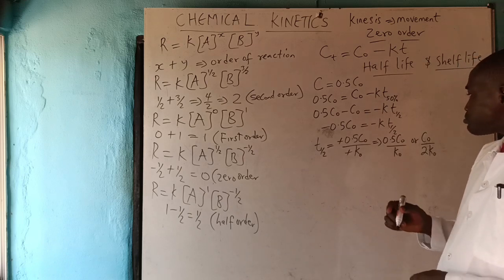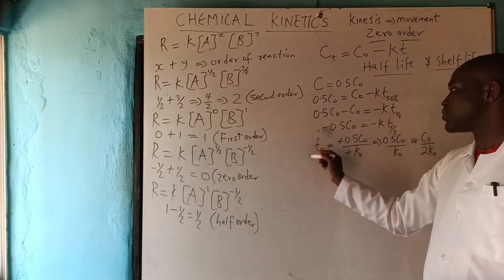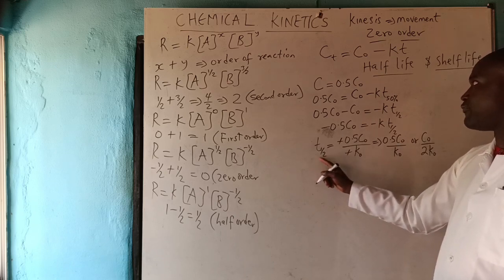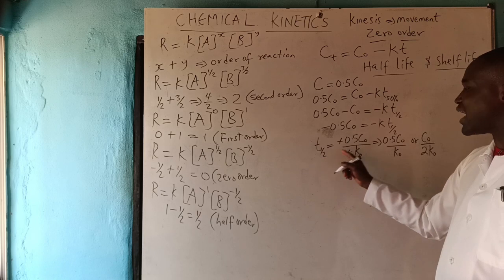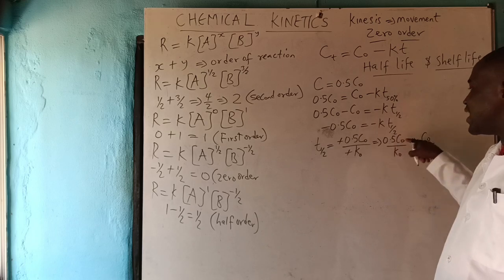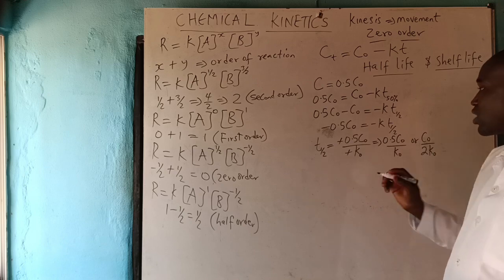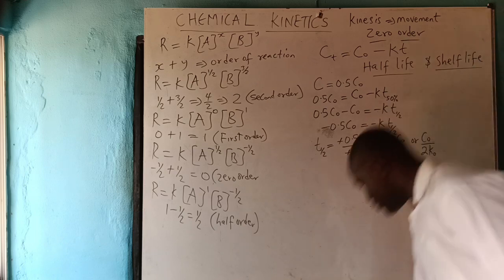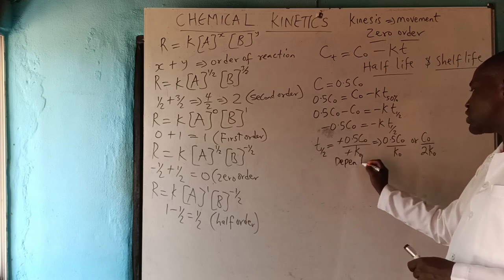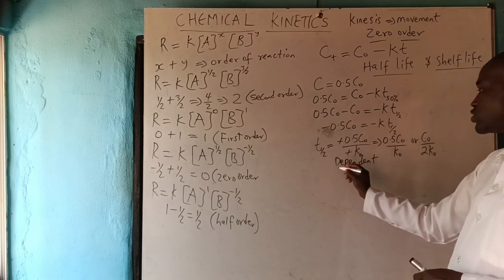And so, what does this tell you? It's telling you that half-life of zero order reaction is dependent on initial concentration. That is, the higher the initial concentration, the higher the half-life. Is dependent on what? Initial concentration. So half-life is dependent on initial concentration. Please note this key point.